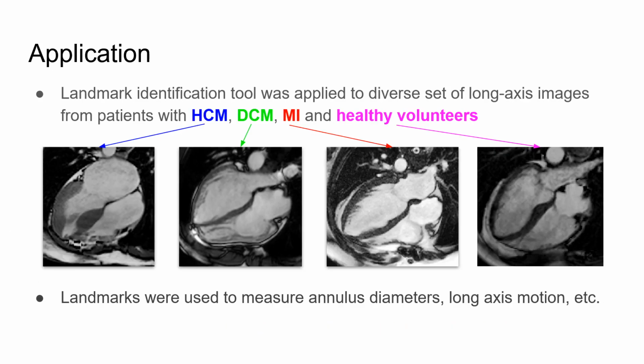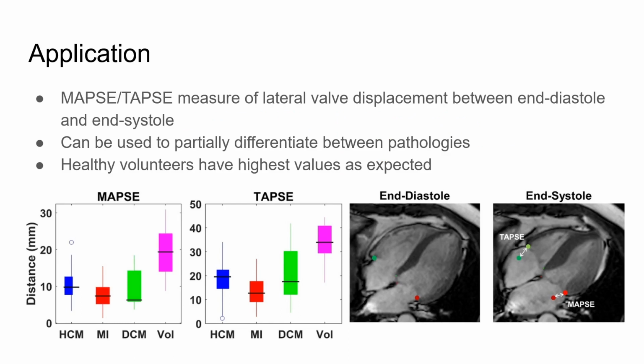So what can we use these things for? We have our four different categories of images: hypertrophic, dilated, infarct, and healthy. We want to look at the landmarks for these and be able to use them to look at some of the biomarkers we can get from these images and from the actual movement that the landmarks tell us. So we can use this to measure, of course, the diameters of the annuli of the individual valves. We can look at long axis motion, and we can also look at strain.